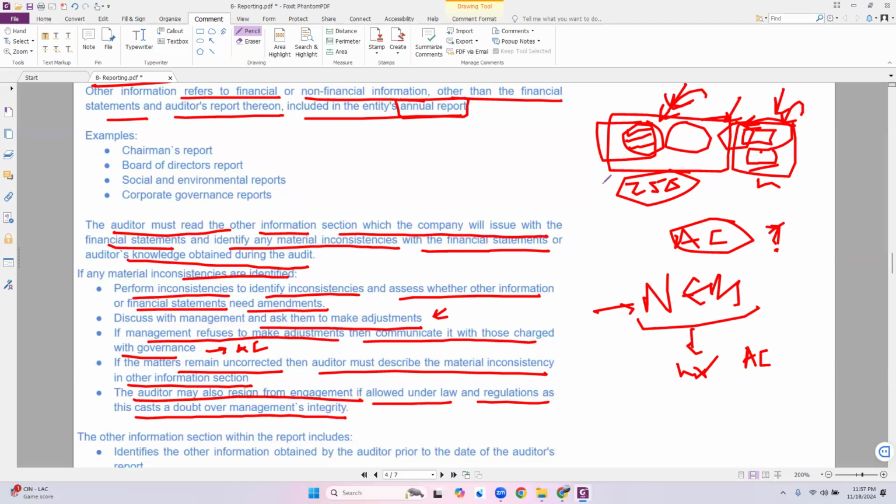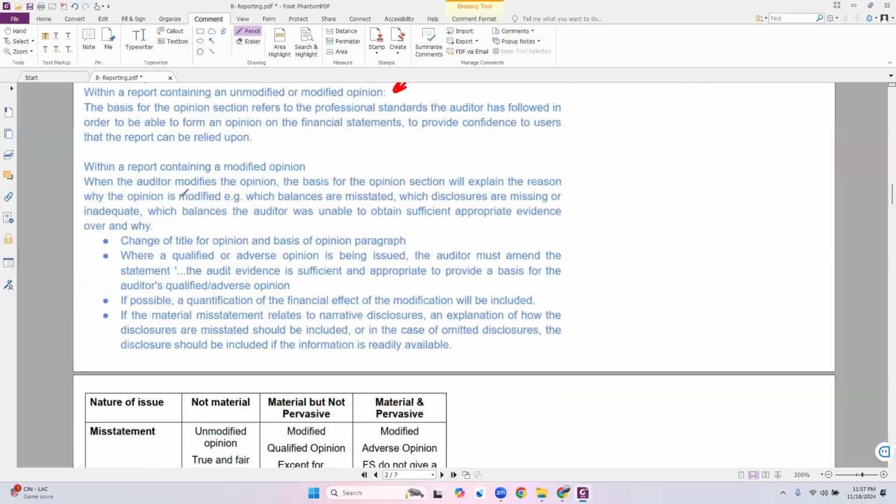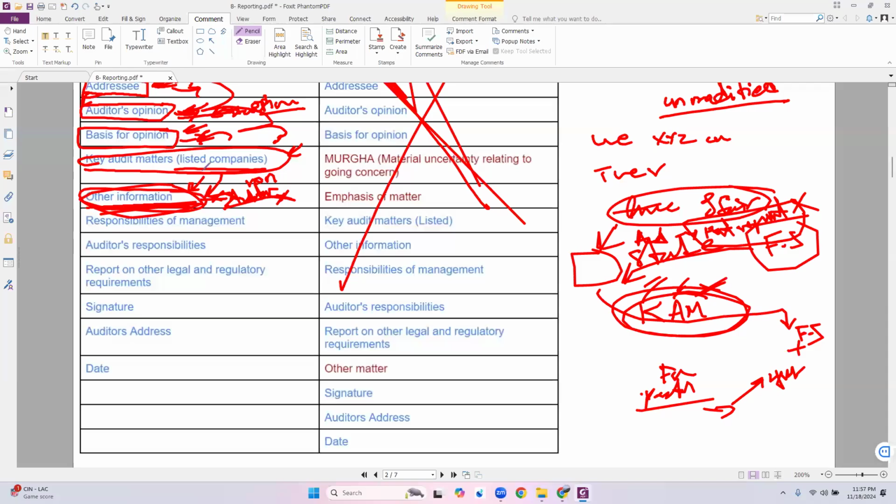Okay, great. So the basic thing is the auditor has to read all the other information and remember these steps. First, if there are inconsistencies, he will tell the management. If they refuse, then the audit committee. If they refuse, then you will say within other information: we have read the other information and the management of the company are still not making the changes. Hence, there is a mistake in the other information provided. So that the users know that the financial statements are correct, you can rely upon them, but do not rely upon other information. Got it?